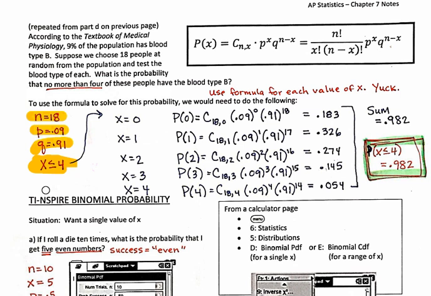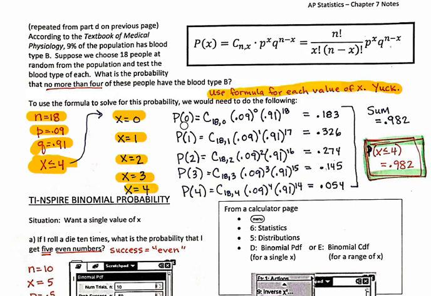All right, so if X is less than or equal to 4, what I would have to do to use the formula is figure out, well, that means X equals 0, X equals 1, X equals 2, X equals 3, and X equals 4. And I would have to use the formula for each of these values, which is not very much fun at all.